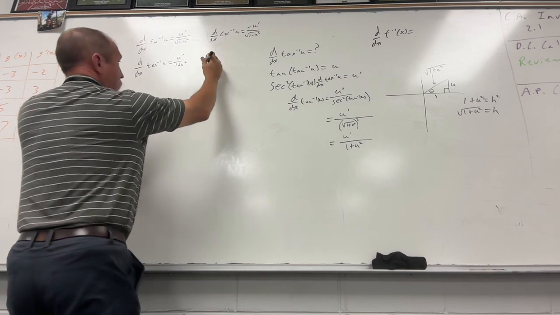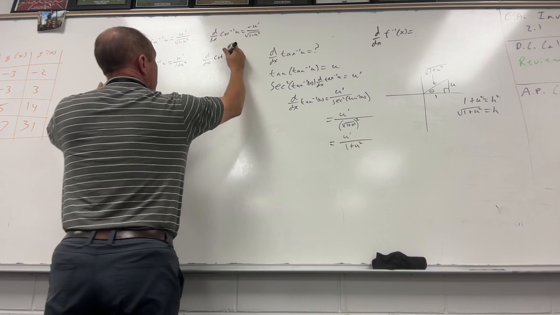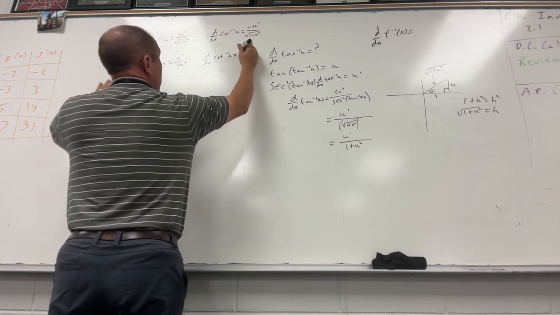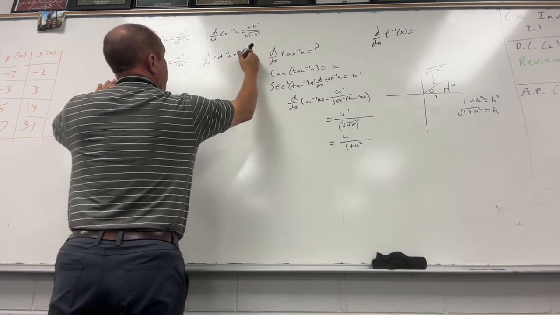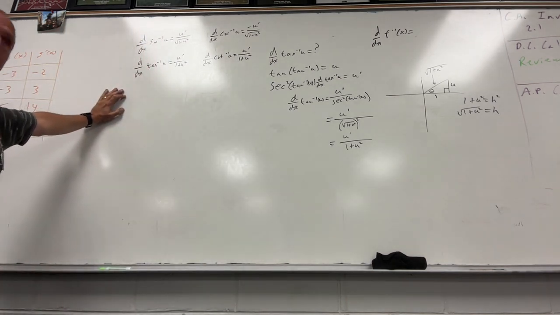And just like with cosine, cotangent's going to be the opposite of that, or the negative of that, I should say. And that is my result.